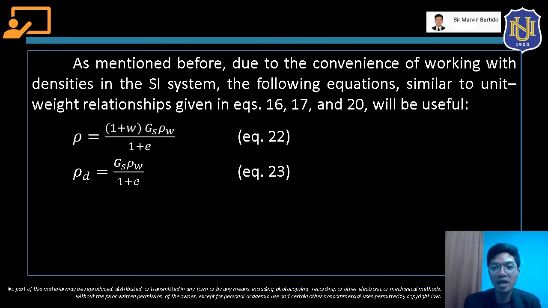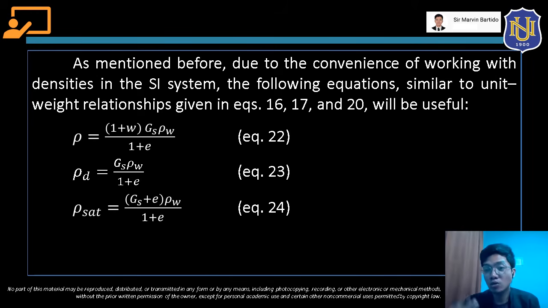Okay, ganun din class sa may equation 17. So yan yung sa gamma dry. So yung gamma dry natin, yan ay equal sa G sub S times gamma W over 1 plus E. So palitan lang natin yung mga gamma ng density. So that will become dry density is equal to G sub S times rho ng water or density ng water over 1 plus E. So same with the saturated unit weight, pwede natin siya gawing saturated density. So this will be rho sub sat is equal to G sub S plus E. Tapos palitan natin yung gamma water dito ng rho ng water over 1 plus E.